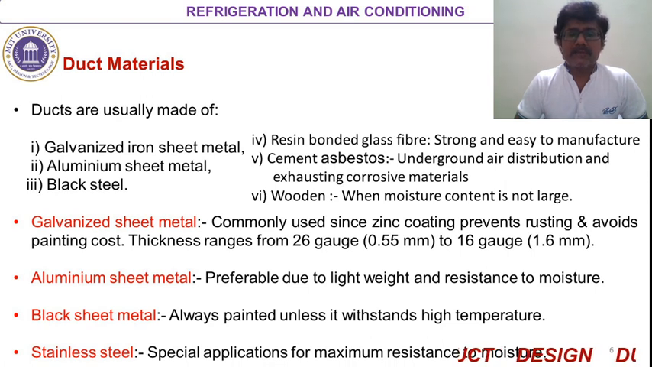We may have aluminum sheet metal. Aluminum sheet metal is normally preferable as it is light in weight and it provides good resistance to moisture as well. Black sheet metal is always painted unless it withstands high temperature.